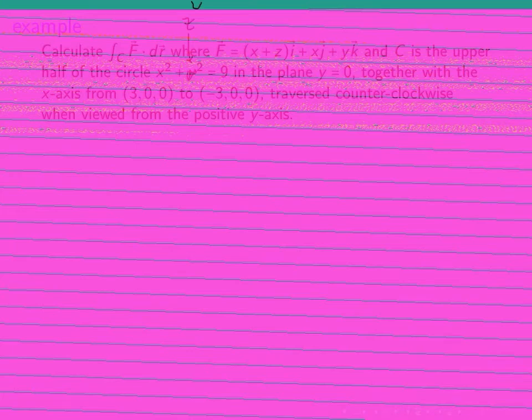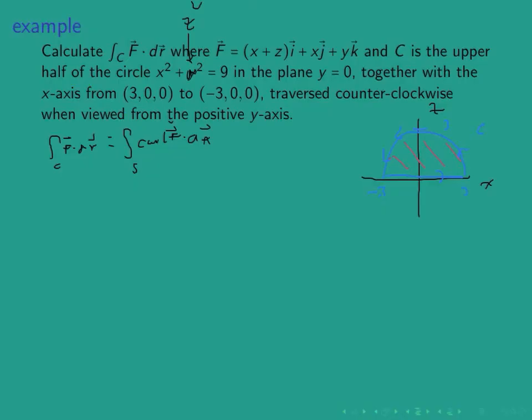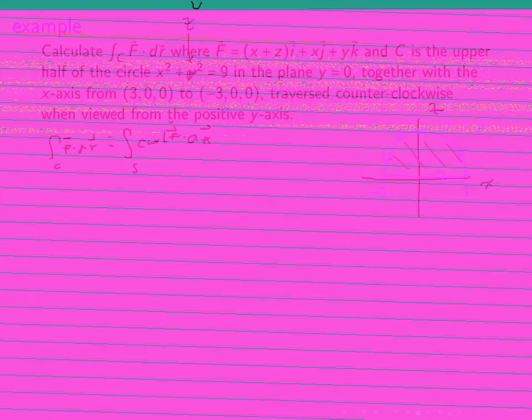Okay, so the first thing that I'm going to need to do is I'm going to need the curl. I'm going to need to know what the integrand is. So let's calculate the curl of f. We'll use the determinant definition, or the way to remember it. So we write i, j, k in this determinant, and then we have partials with respect to x, with respect to y, and with respect to z. And then in the bottom row, we have x plus z, x, and y.